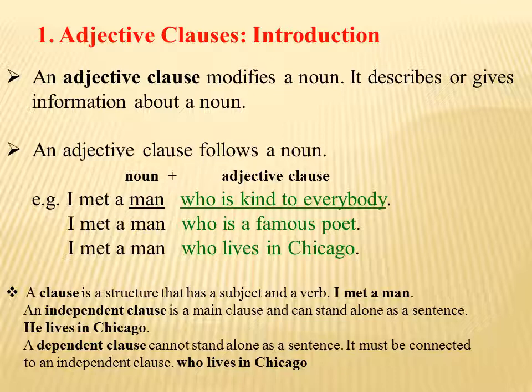So let's remember, what is a clause? A clause is a structure that has a subject and a verb. Example: I met a man. There are 2 kinds of clauses. An independent clause is a main clause and can stand alone as a sentence, for example, he lives in Chicago. And a dependent clause cannot stand alone as a sentence. It must be connected to an independent clause. Example of a dependent clause: who lives in Chicago.